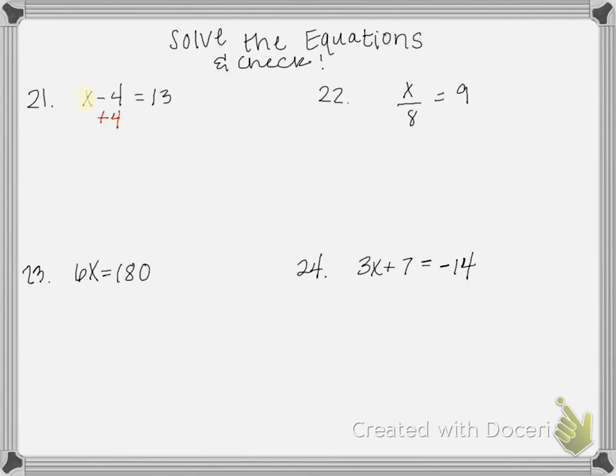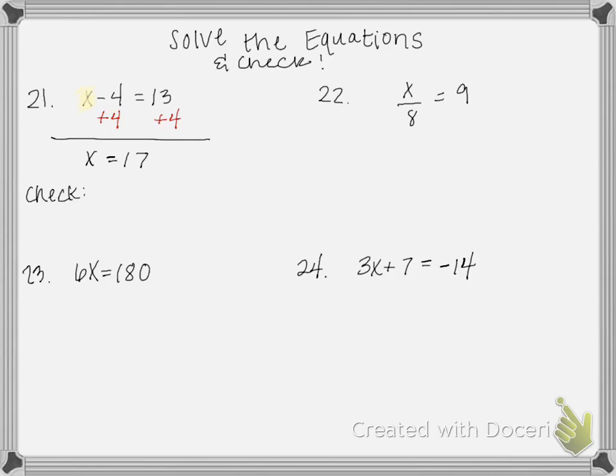And if I add 4 to one side, I have to cross this equal sign right here and go and add 4 to the other side. So that's going to give me x equals 17, because 13 plus 4 would give me 17. But you have to check your answers. So right underneath it or to the side of it, you should be checking.